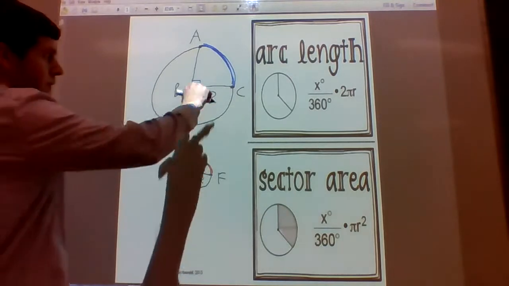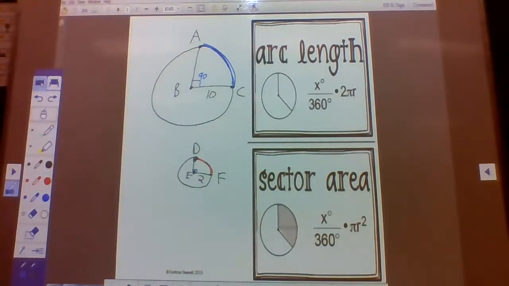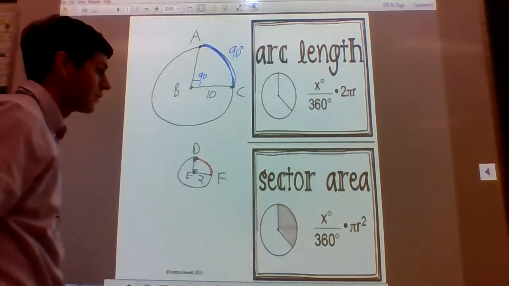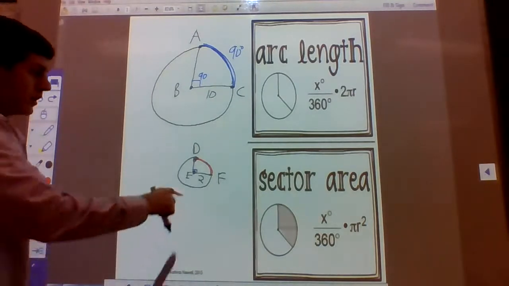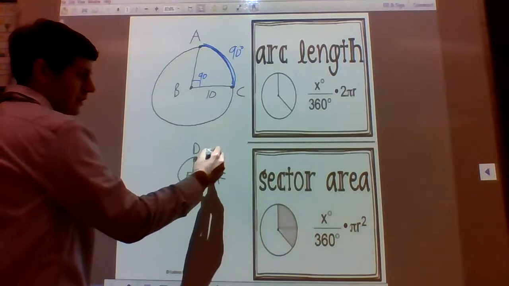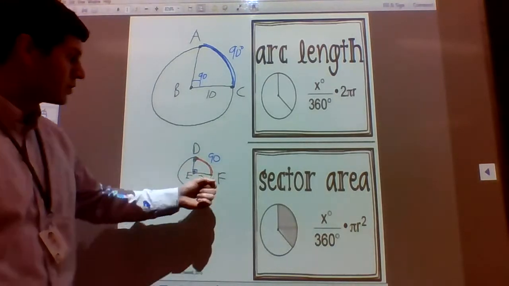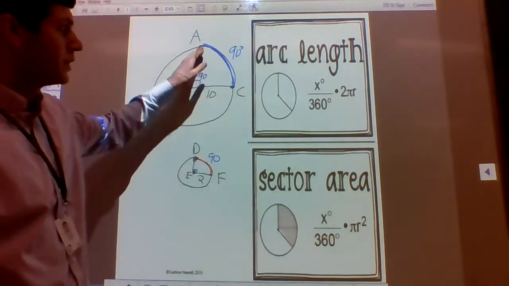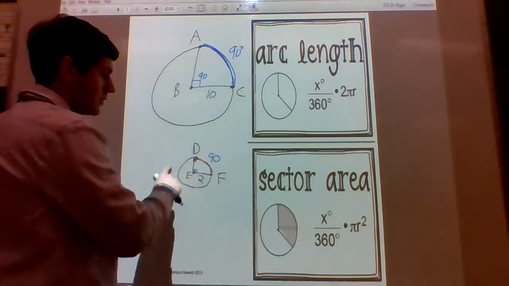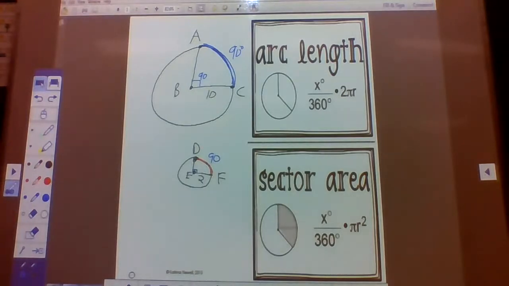We know the right angle is 90 degrees, and so this is our central angle. Since the central angle is 90, the measure of the intercepted arc is also 90 degrees. If we look at our smaller circle down here, we again see a right angle, so DF is going to be 90 degrees. So even though we have a smaller circle, the measure of arc DF is equal to the measure of arc AC. They're both 90 degrees. There's 360 degrees in each of these circles, and they're both 90 degrees of that 360 degrees.